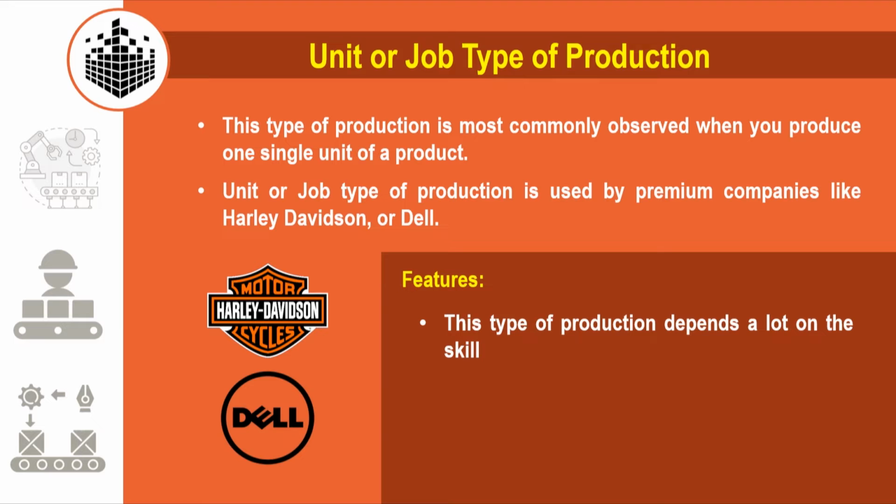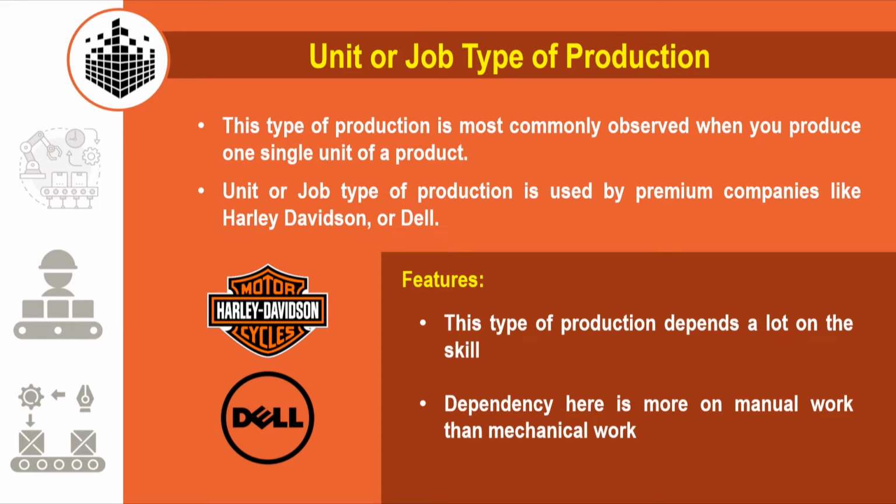Then let us discuss the different features of the unit or the job type of production. This type of production depends a lot on skill. The dependency here is more on manual work rather than mechanical work. In this type of production, customer service and customer management play a very important role.